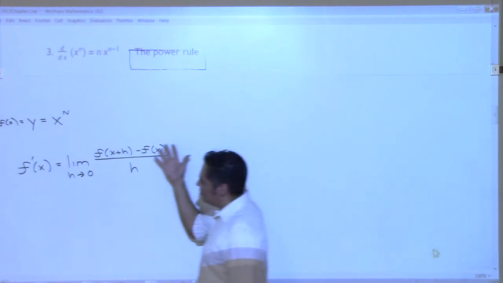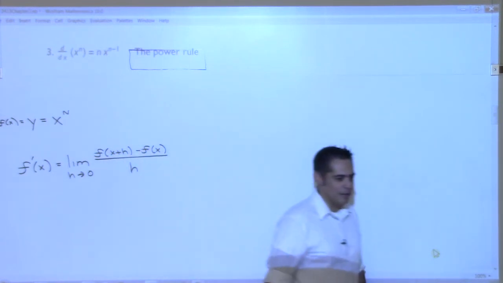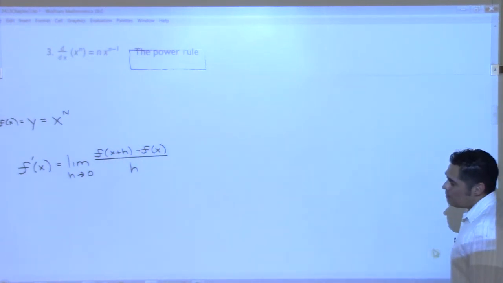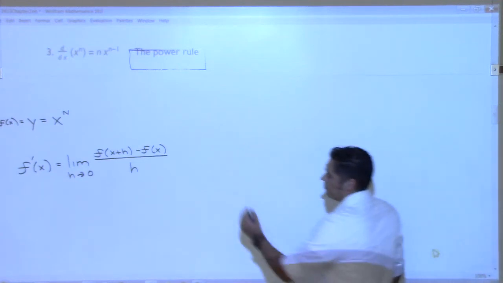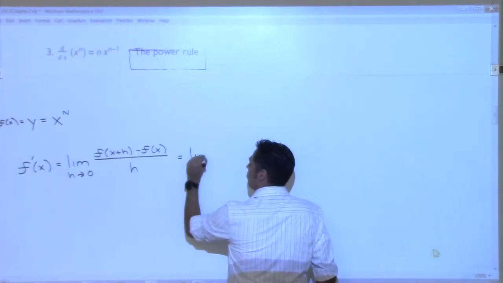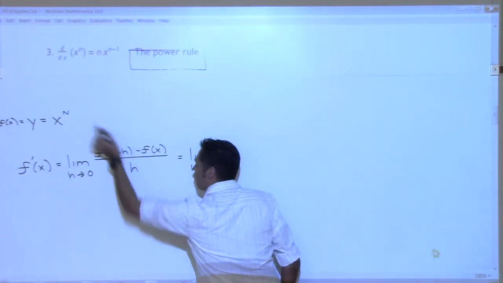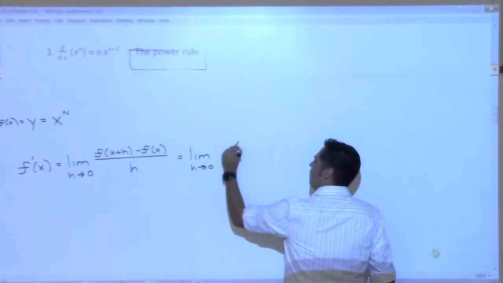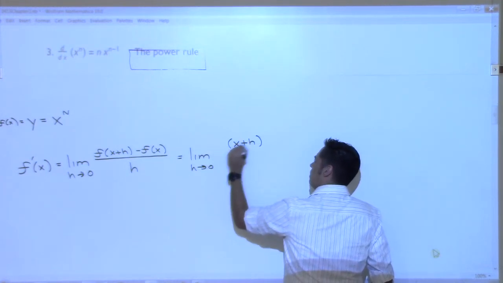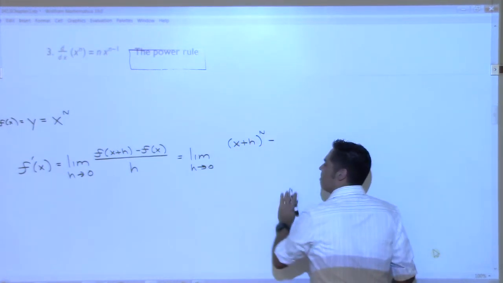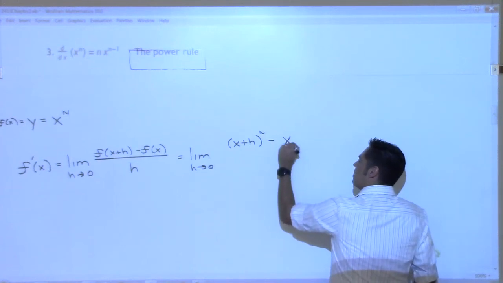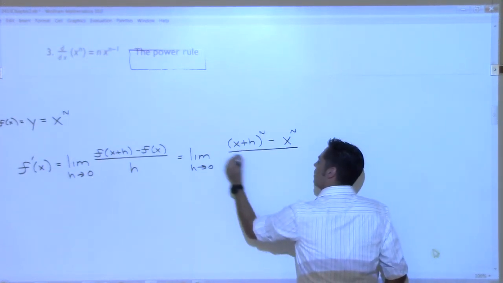This should be like burned into your head at this point. All right, so here we go. Limit h goes to 0. When I plug x plus h into that, what do I get? X plus h to the n, right? And then minus what? X to the n, and then all of this over h.